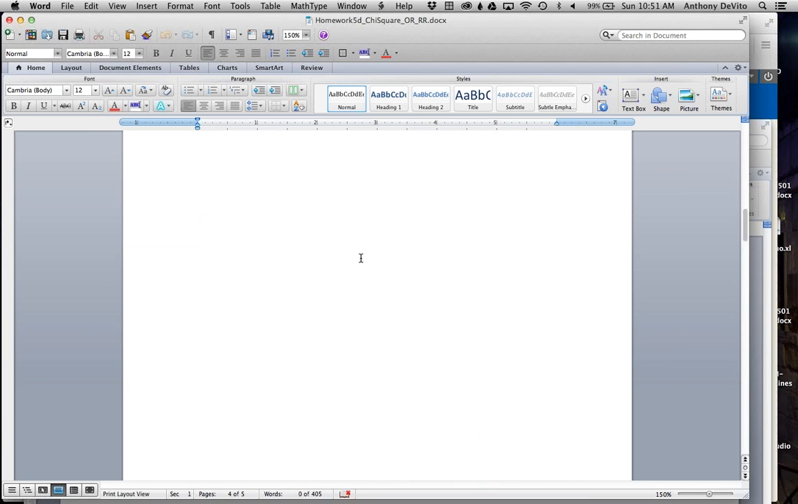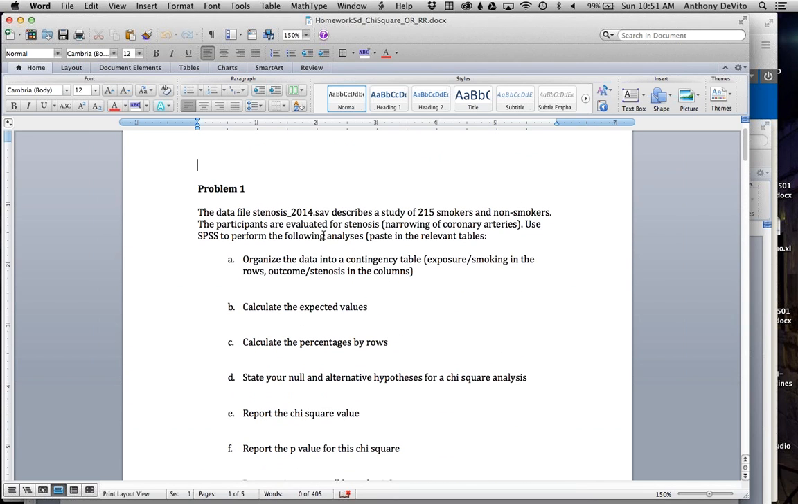Okay, I just asked you to do that. In this case, we're looking at stenosis. Stenosis is hardening of the arteries or a restriction of coronary arteries. Okay, so we're looking at stenosis.